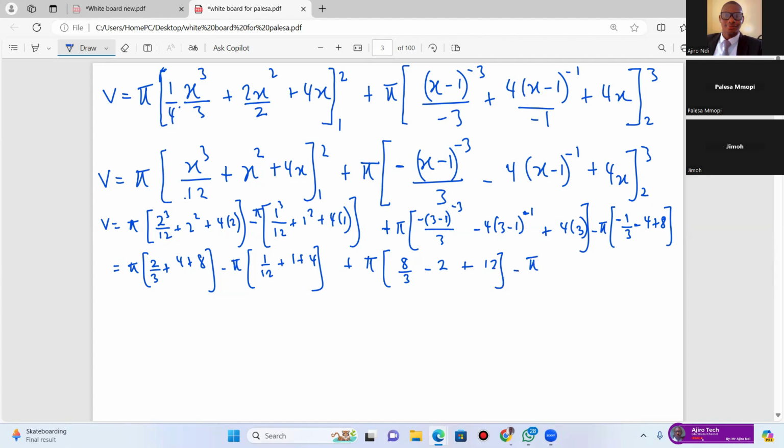Minus pi into, then everything here, 4 minus 1 over 3, that is 2 over 3. Minus 4 plus 8 is 4. 4 minus this, negative 11 over 3. No, it's not negative, it is positive. Let me just say positive 11 over 3. So now, let me put this one and this one at that plus. But pi is common in everything, okay?